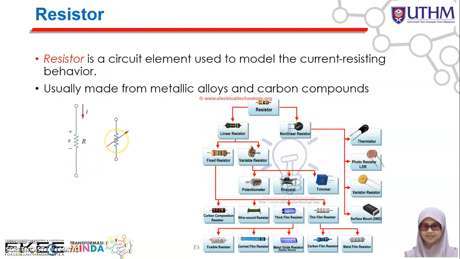Okay, so next, the symbol for the circuit. The resistor can be represented by this symbol. And from here you can see that the linear resistor can be divided into two different types, which are fixed resistor and variable resistor. So this symbol represents the fixed resistor, and this symbol represents the variable resistor, right?